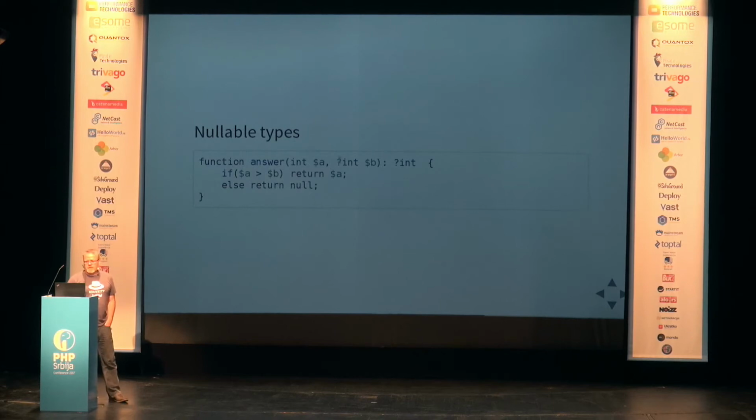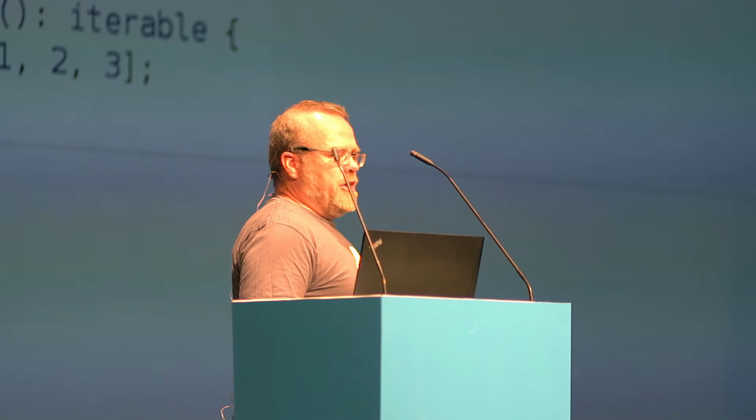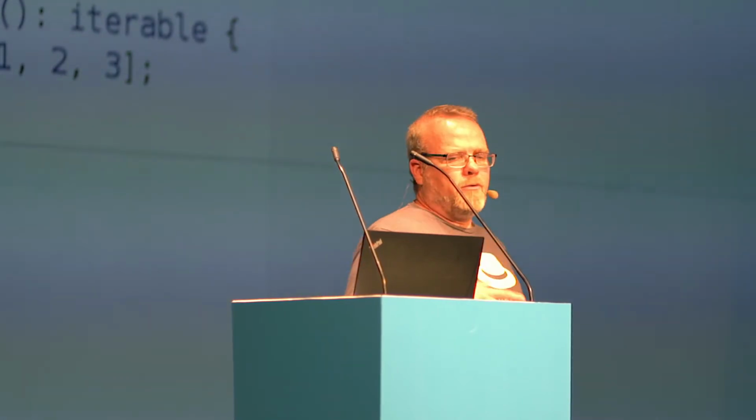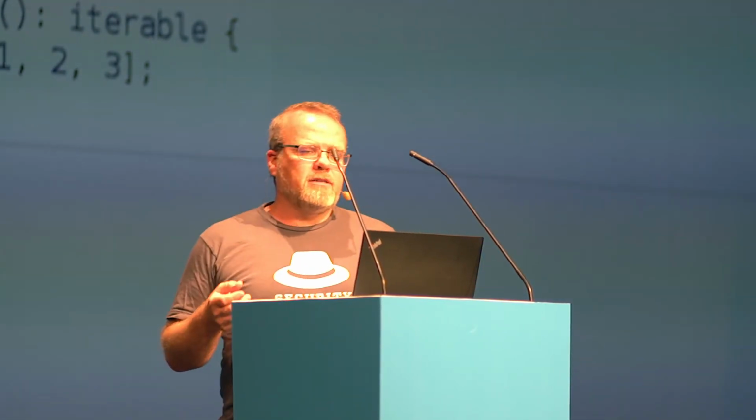Nullable types, this question mark here, both on parameter types and on return types, specifies that you can either return null or that type. There's an iterable pseudotype, so for things like arrays and array access objects, anything you can iterate over, you can specify that the function takes an iterable.